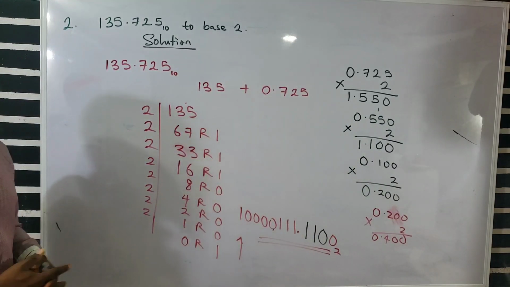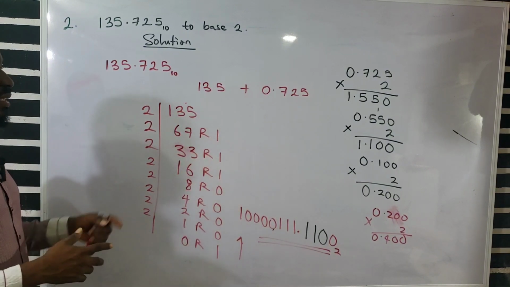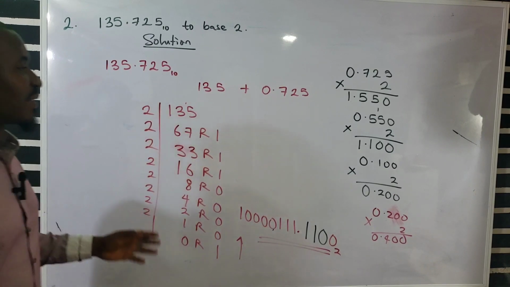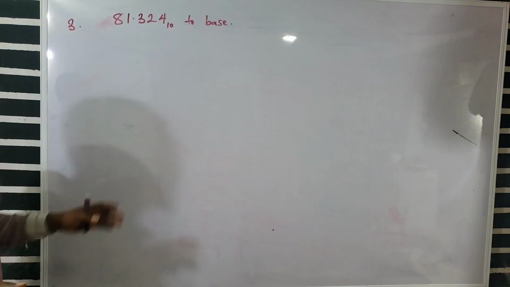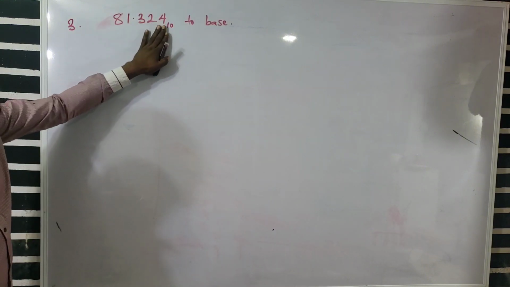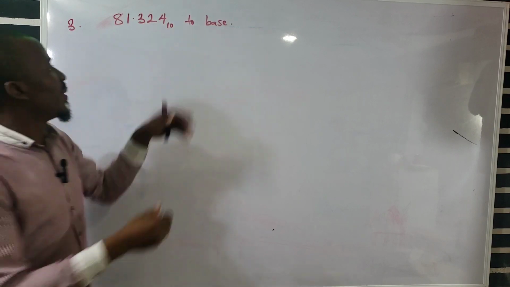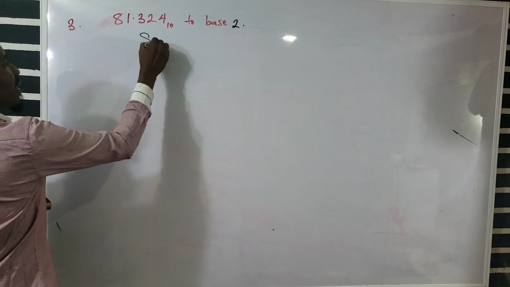Let's solve more examples and see if there will be any challenges or anything that we might face other than what we are seeing. So this time around, we have 81.324 base 10 to base 2. So we have our solution.